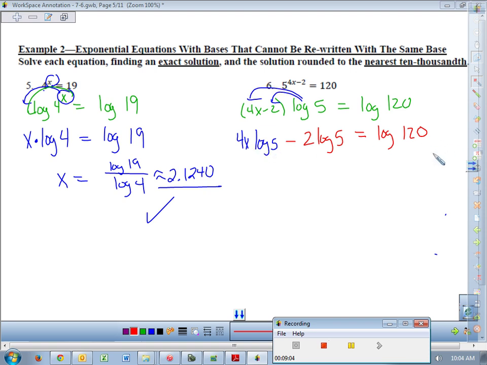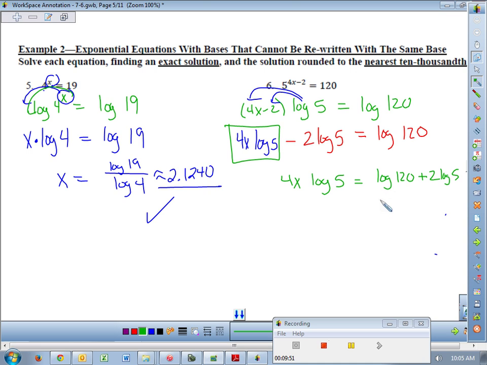Now check it out. What we're trying to do is get x all by itself. Isn't this the term with the x in it? Correct? I need to move it to the other side of the equal sign. So don't I need to add 2 logs of 5 over there? What will be left here is 4x log of 5 equals log of 120 plus 2 logs of 5. Don't let me get too far ahead of you today. Ask questions if you're lost. We cool with that? Yes? No? Maybe? Now here's the weird move for a lot of people.